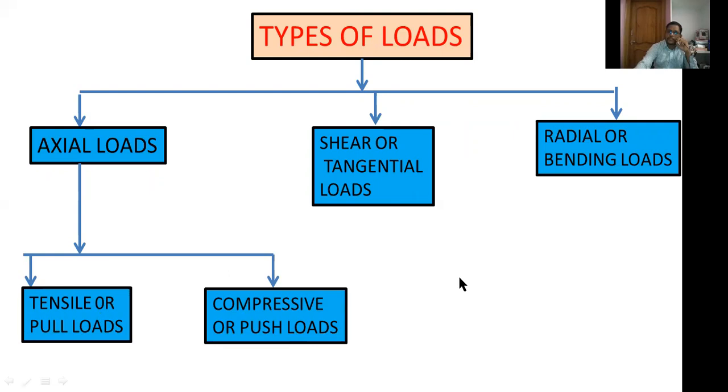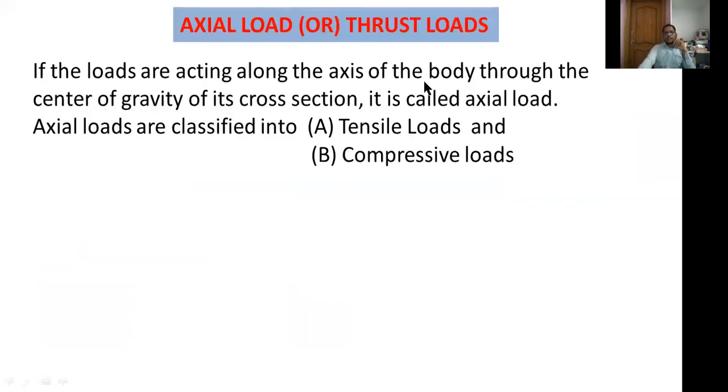Okay, in our subject point of view, these four types of loads are very important. First one, axial load or thrust loads. If the loads are acting along the axis of the body through the center of gravity of its cross section, it is called axial load.